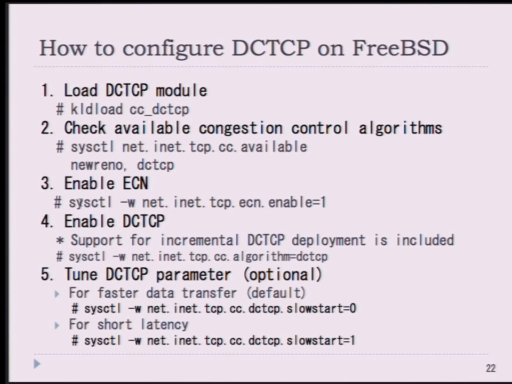Then, in order to receive the benefit of DCTCP, you have to enable ECN. Then set DCTCP as the congestion control algorithm like this. BSD DCTCP includes support for incremental DCTCP benefits, so no additional configuration is necessary for it. If you want to change the initial window size control, set it with this command.